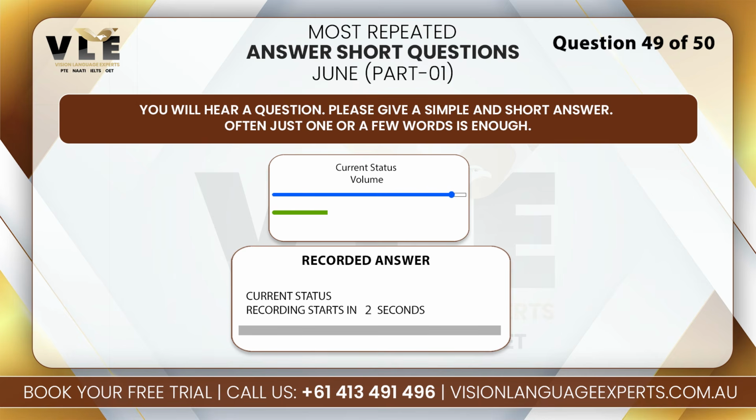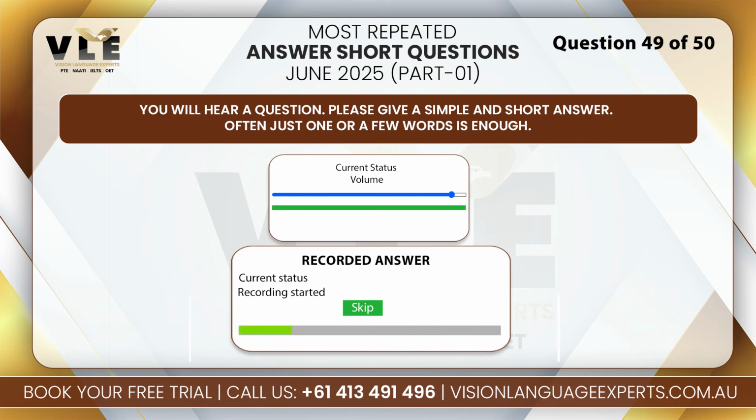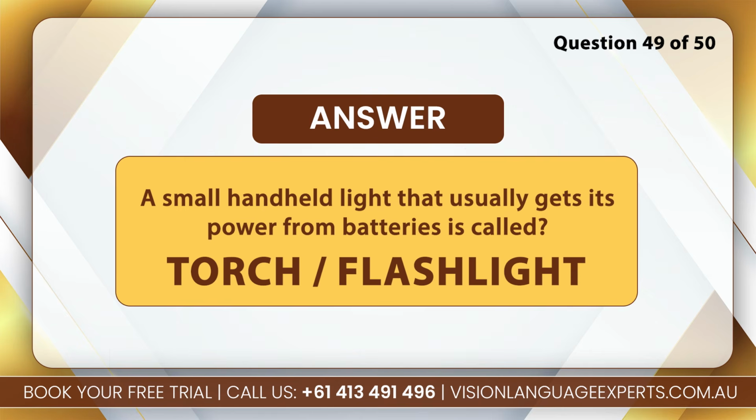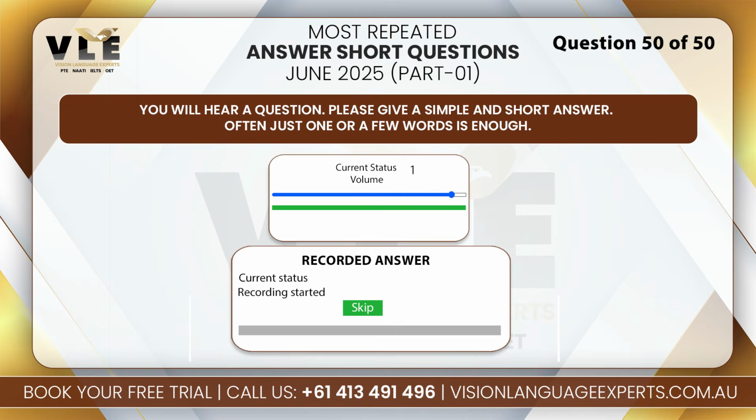A small handheld light that usually gets its power from batteries is called? Torch, flashlight.